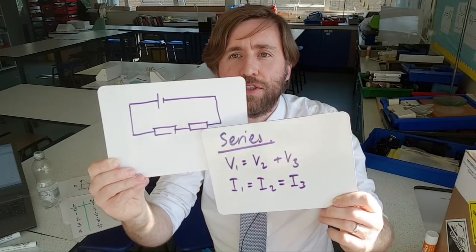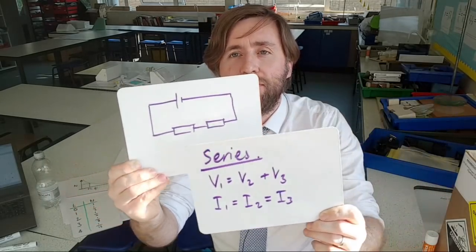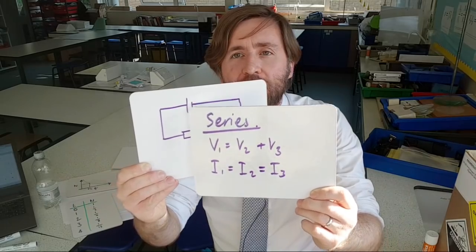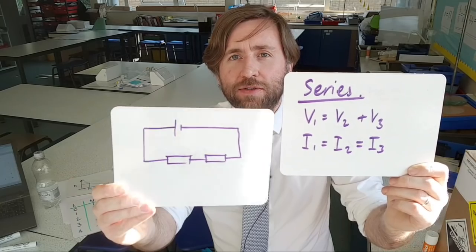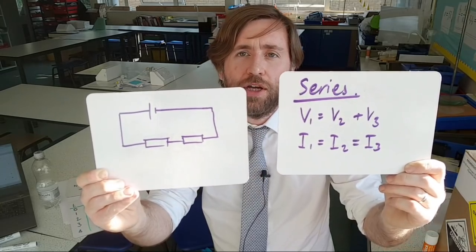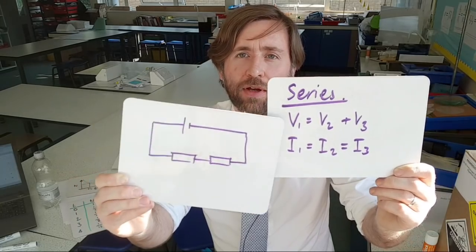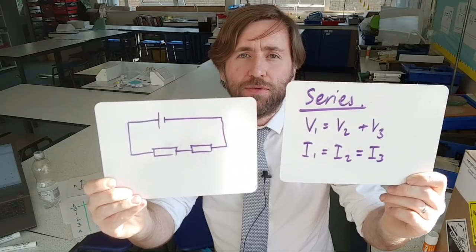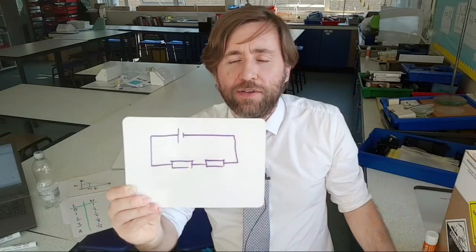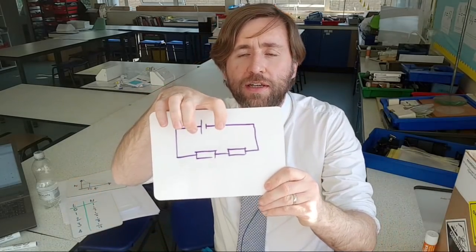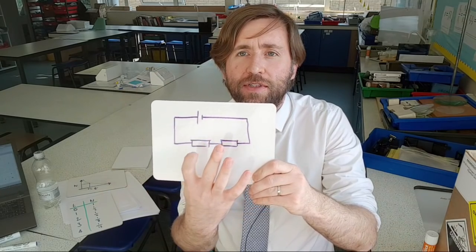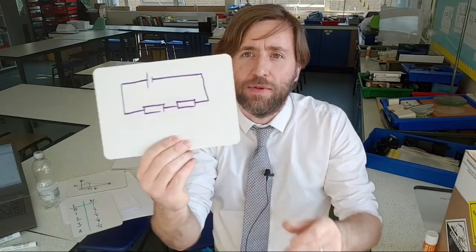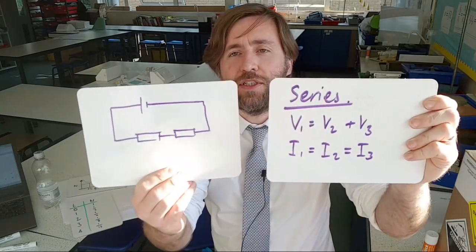The next one is, they could ask you to work out, let's say, the resistance here, and you needed to know the voltage across just one of those things. And they've told you maybe the voltage across here and the voltage across here. Now, how would you work that out? Well, you need to use this top rule, Kirchhoff's second law, which is: the voltage supplied, V1, is equal to the voltage 2 plus voltage 3. So if you knew the voltage across here and the voltage across here, then this is just this one take away this one. I hope that makes sense. Those are the rules for series circuits.